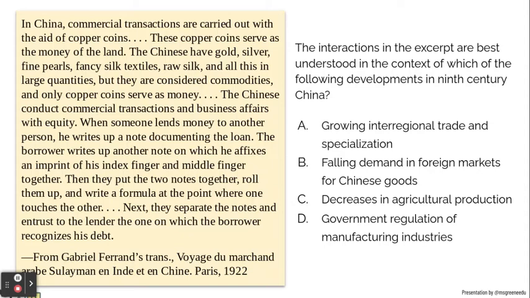All right, so in the passage, it talks about all these exports of the Chinese, and then it talks about how they conduct transactions, how they write up paperwork when they make loans, how they give notes to borrowers. And so those kind of business transactions, which answer choice does that best go with? And the correct answer is A.